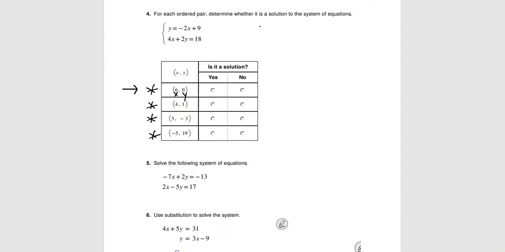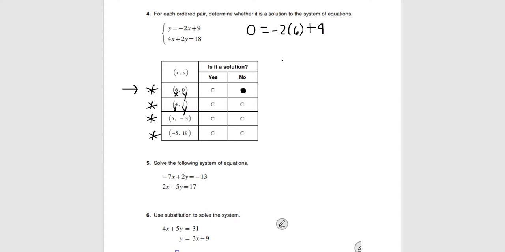Okay, so if we take 6, 0, and we plug 6 in for the x and 0 in for the y, we need to see if that makes both equations true. So 0 equals negative 2 times 6 plus 9. Negative 2 times 6 is negative 12. Negative 12 plus 9 is negative 3. So right away we know that this is not a solution.